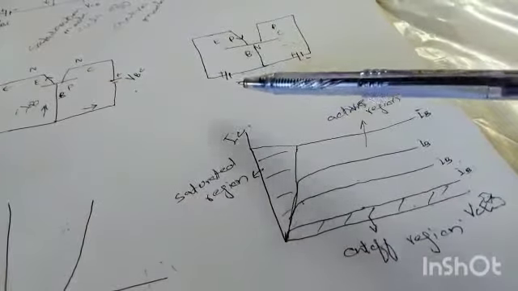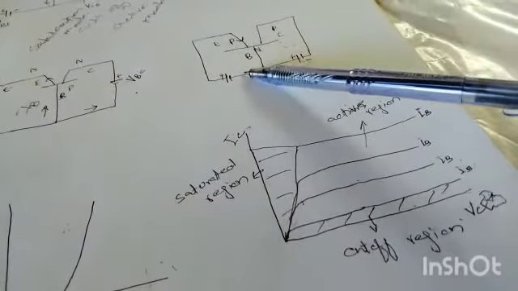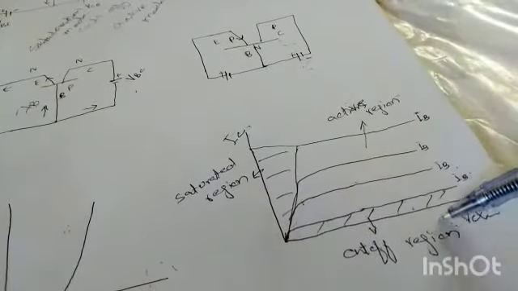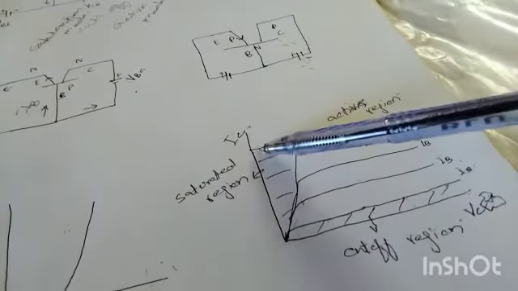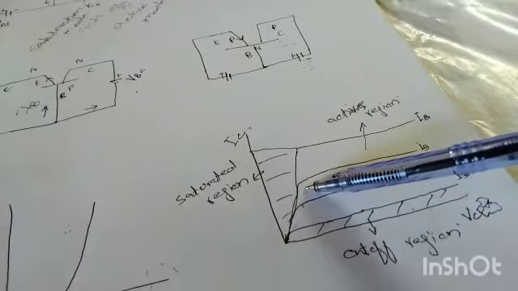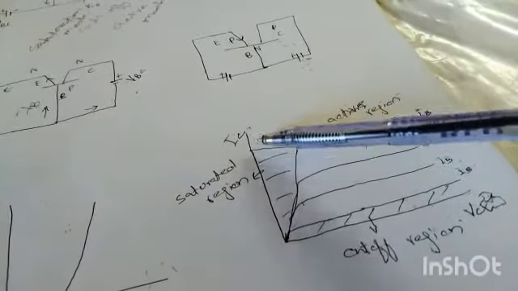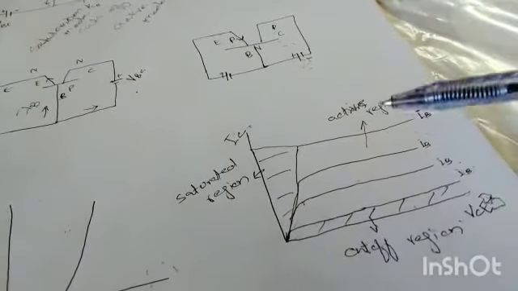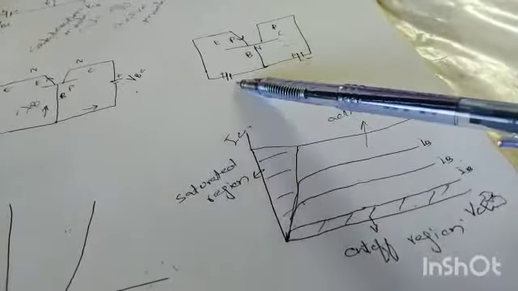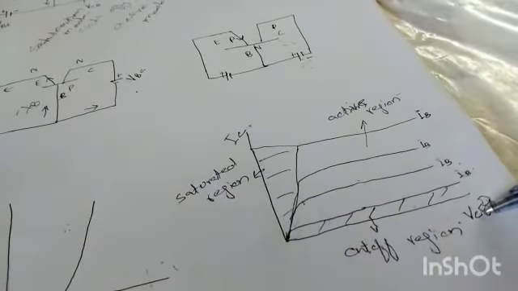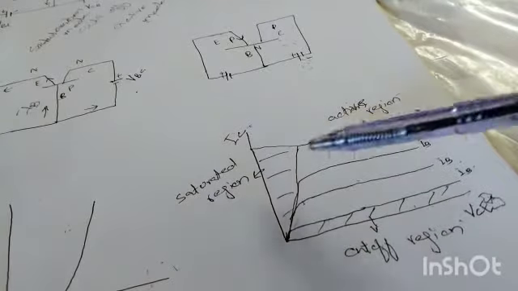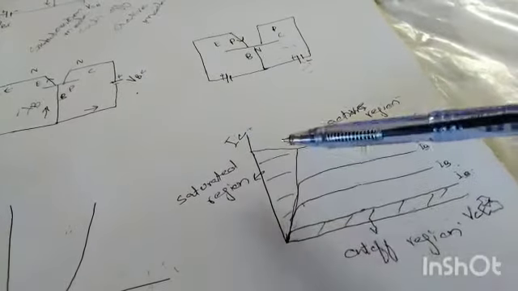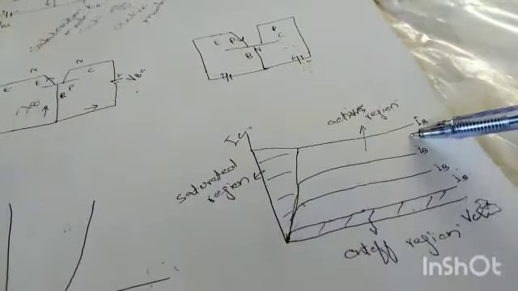Now we change the input current and take another value of IB. Again we change the output voltage, and again there is variation in the output current. As we go on increasing the output voltage, there is an increase in the output current, but after reaching a certain maximum value the current becomes constant. Again we take another value of the input current, and when we increase the output voltage for that input current, again there is an increase in the output current, and after reaching a certain maximum value the output current becomes constant.